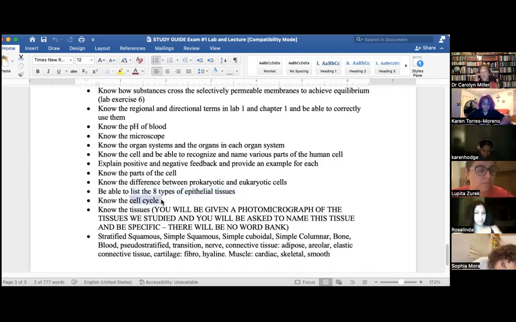The cell spends most of its life in interphase, and then it will eventually divide. So it'll go through the M phase, which is mitosis, PMAT, and then it will go through cytokinesis. Know the tissues. You will be given a photomicrograph of the tissues we studied, and you will be asked to name this tissue and be specific. There will be no word bank.